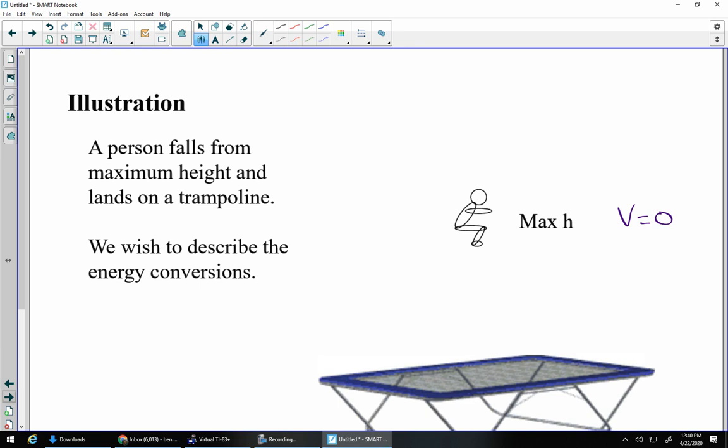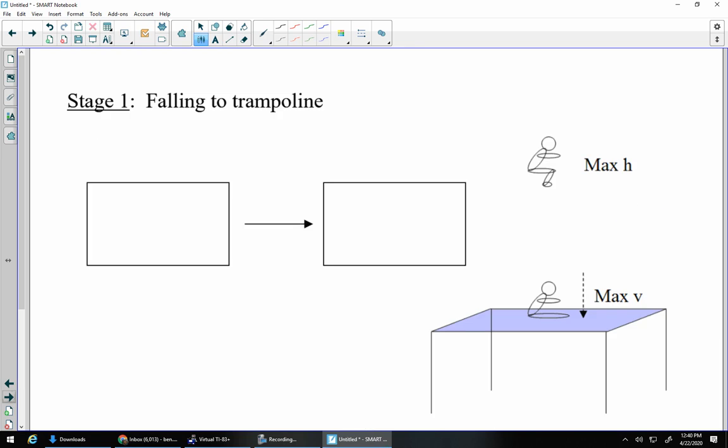Okay, so if you've had a second to think about this, we can go through and we can check this. We're just looking at our main energy conversions. So from the maximum height, where we've got gravitational potential energy, and I know that because I've got height, we're going to go down to the surface of the trampoline, and that's going to be at our maximum speed. We're going to have kinetic energy. So the gravitational potential is turning into kinetic.